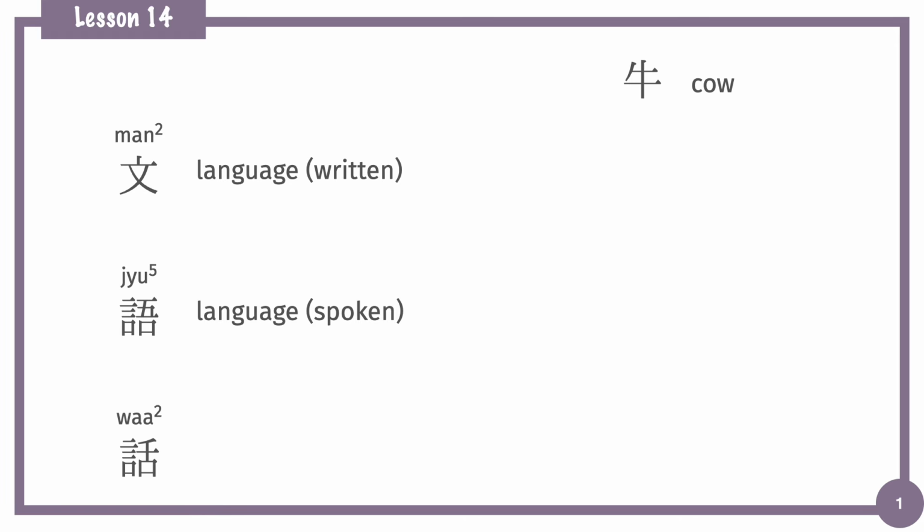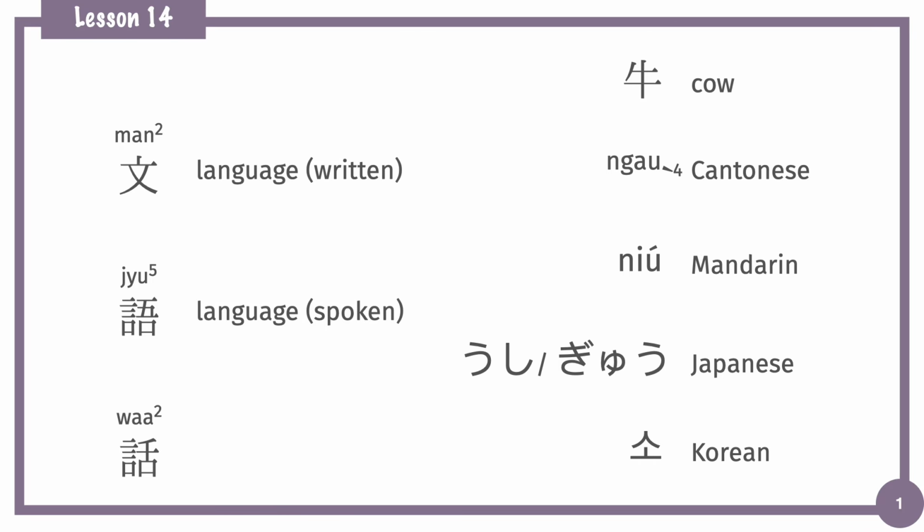For example, here on the screen is a character that means cow. In Cantonese, this character is read as ngau, and in Mandarin it is niu. In Japan, ushi and gyu are the common pronunciations. And in Korean, the pronunciation is so. The character that we see is 文, and ngau, niu, ushi, gyu, and so are 語.